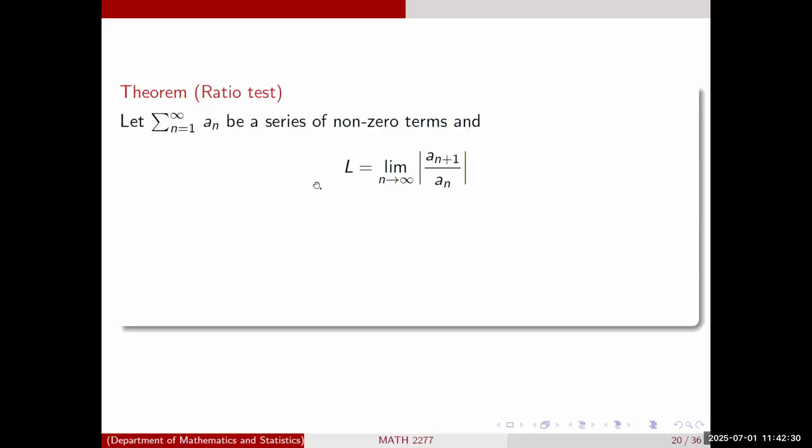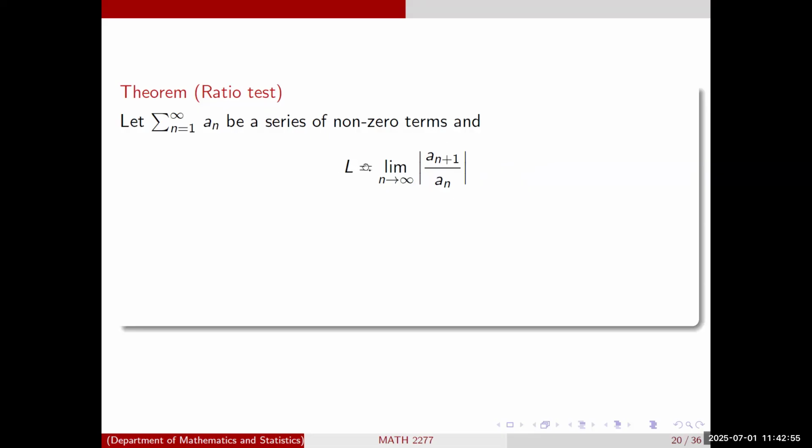What you do is you calculate this number L. So L is just the limit of the n plus 1 term over the n term. You take the modulus of that, simplify that expression, and then take the limit, right? So I know you all from your first year calculus courses, you're good at taking limits. Okay, so you just take the limit of that, and that gives you a number L.